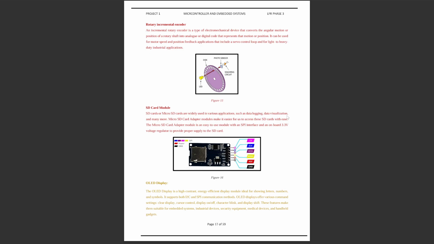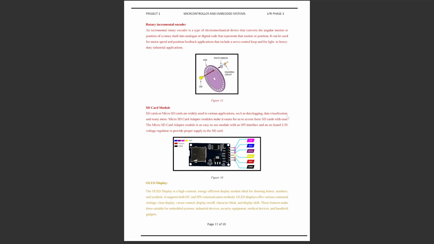The SD card module is a bit complex, but it is really easy to use as it has well-defined pin names and a built-in 3.3 volt voltage regulator, so we can directly connect the SD card module to any power supply and it will convert it to 3.3 volts, which is necessary for the working of an SD card module.